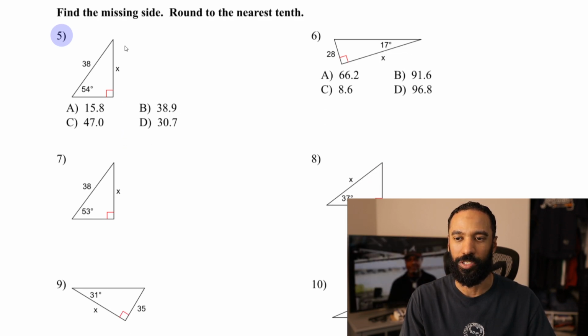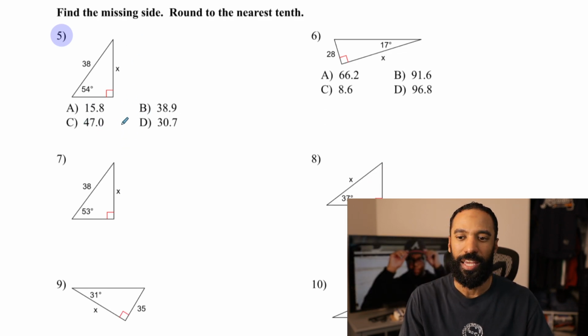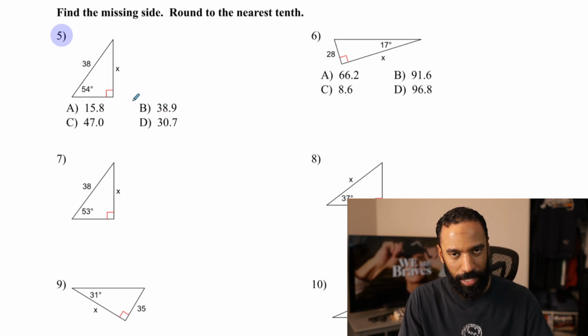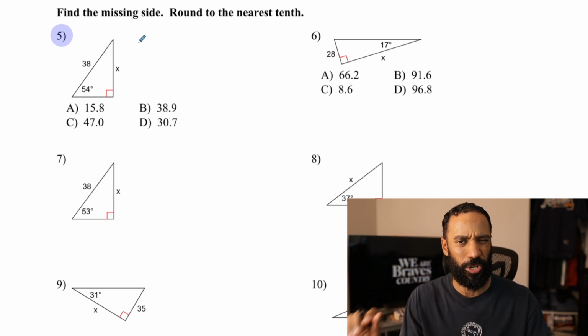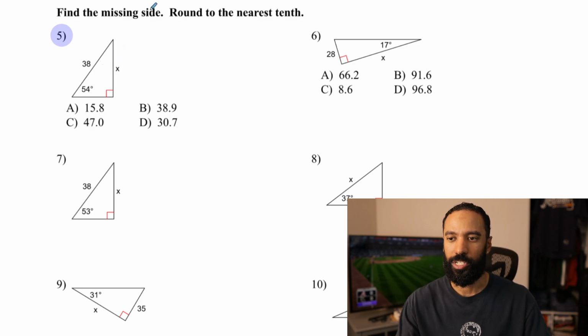Numbers 5 through 10. This is the crux of what we do. Find the missing side, round to the nearest tenth. Now, these ones are already rounded ultimately. These are multiple choice for numbers 5 and 6, just to make sure you got things going the right way. Let's follow SOHCAHTOA again, right?